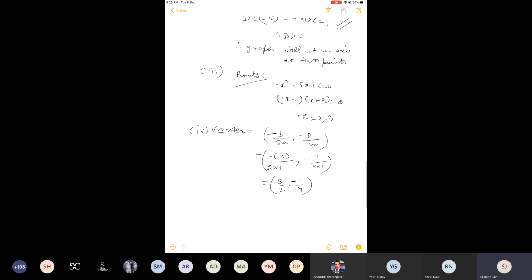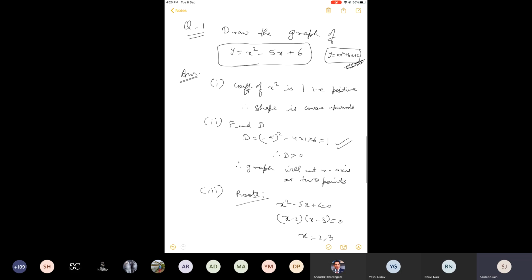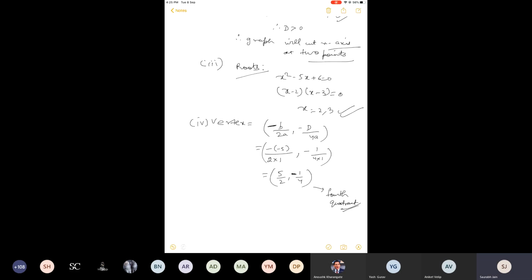And vertex is in which quadrant? This is in the fourth quadrant. That means the graph will have the vertex in the fourth quadrant. So till now what is happening? Shape is parabola. It is opening upwards. It will cut the x-axis at 2 points. Those values are 2 and 3. And the vertex is 5 by 2 comma minus 1 by 4.